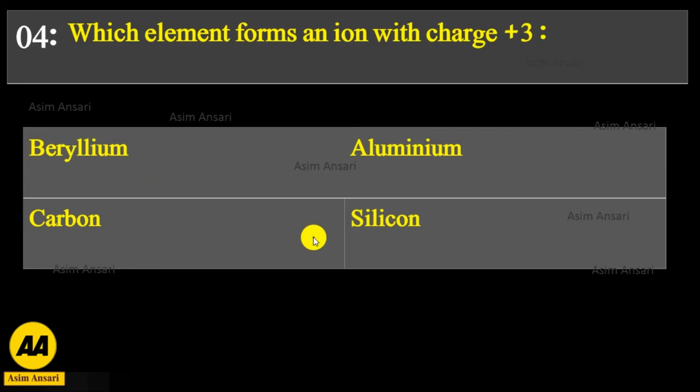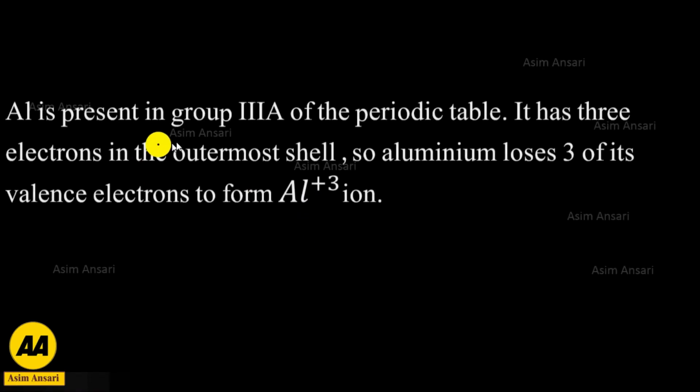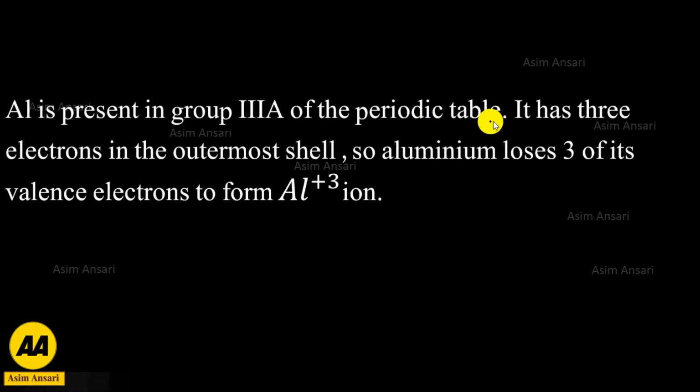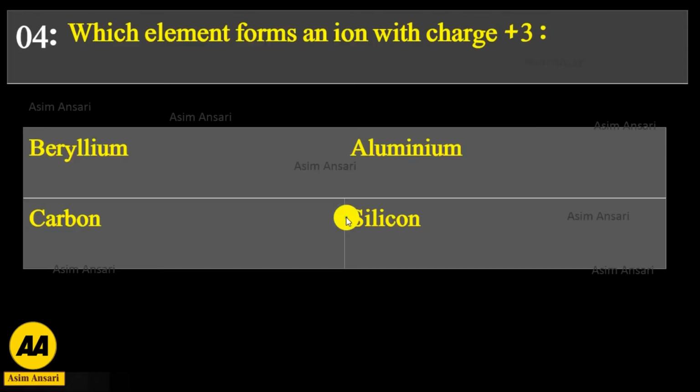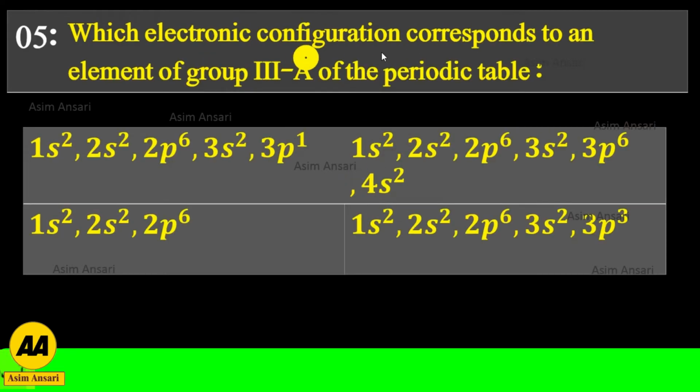Next, which element forms an ion with charge +3: beryllium, aluminium, carbon or silicon? Aluminium is present in group 3A of the periodic table. It has 3 electrons in the outermost shell, so aluminium loses its 3 valence electrons to form the aluminium ion. So the exact answer is aluminium. Which element forms an ion with charge +3? Aluminium.